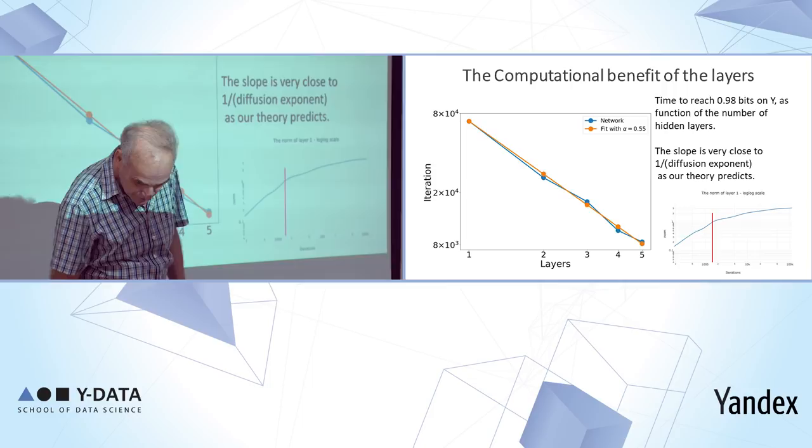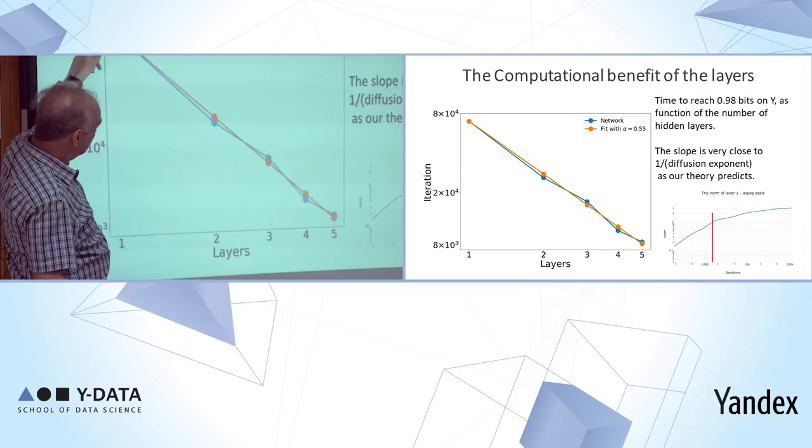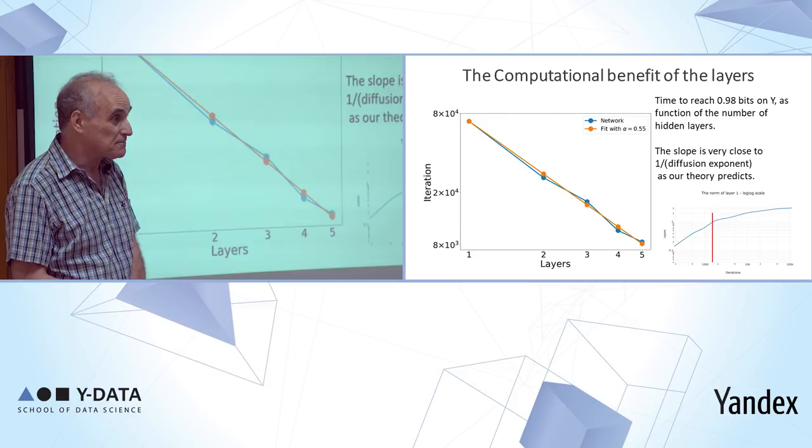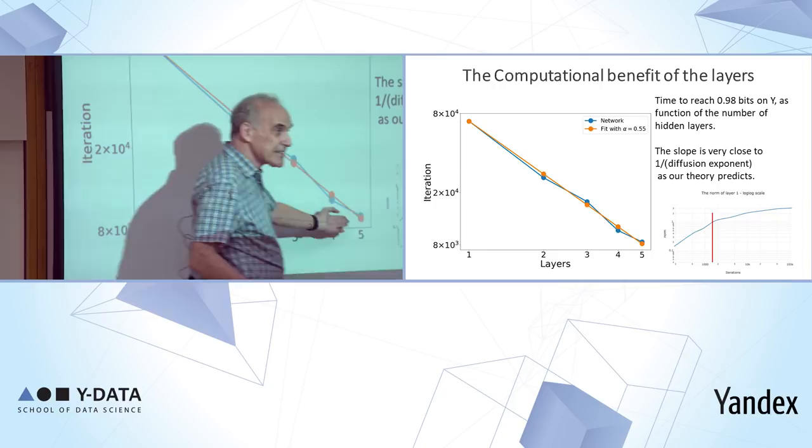So we looked at it, of course. This is the log number of layers, and this is the log number of iterations. The orange line is the theoretical prediction, and the blue line is what we actually see. I think it's a nice fit. With two layers, you're almost at half the number of iterations. With three layers, you're almost there too. And it goes like a very nice power law. OK, so more layers converge faster.